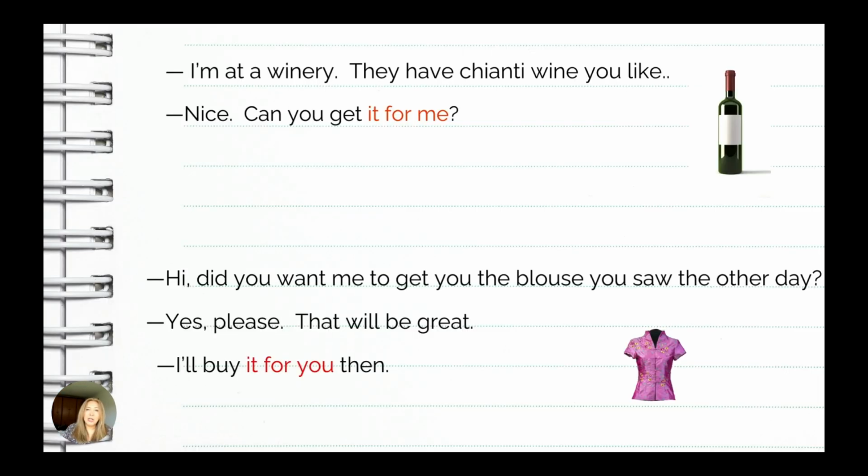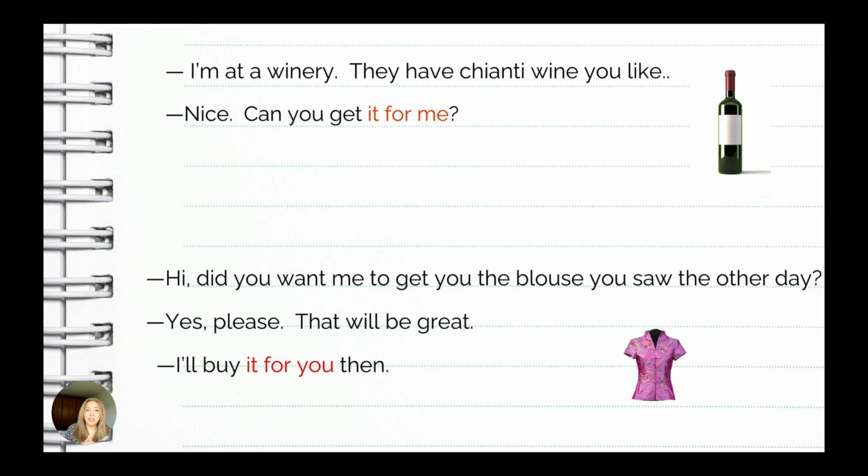First, let's take a look at the example in English. In the first exchange, it says, I'm at a winery. They have Chianti wine if you like. Nice, can you get it for me? Here, we are using, in English, the double object pronouns. It, referring to the wine, and for me, to whom or for whom something is done. Can you get it for me?